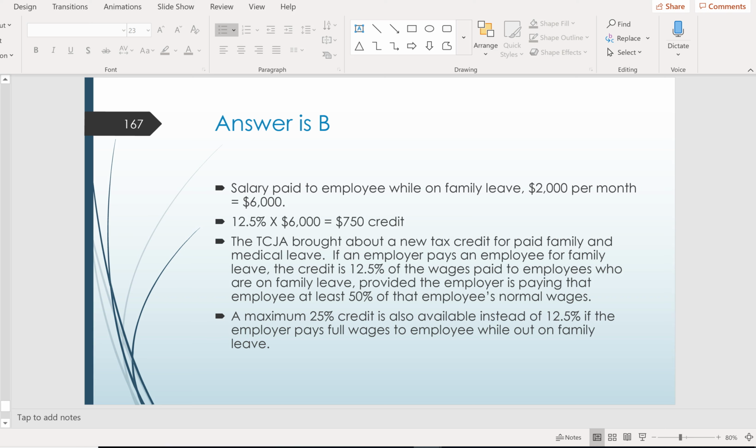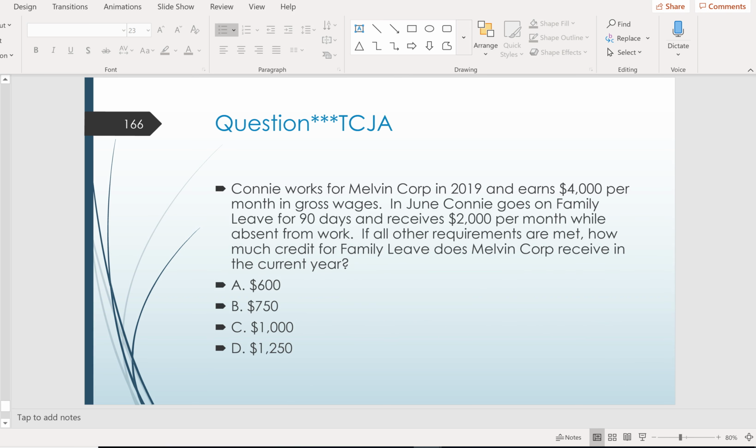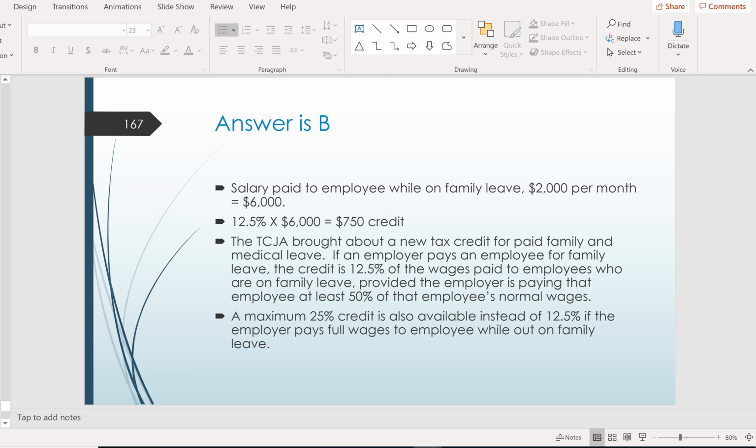12.5% of that, that's the credit amount, is $750. And that's the credit that Melvin Corp's going to get for making this salary, continuing to pay her while she's on family leave. It's 12.5% of the amount paid.